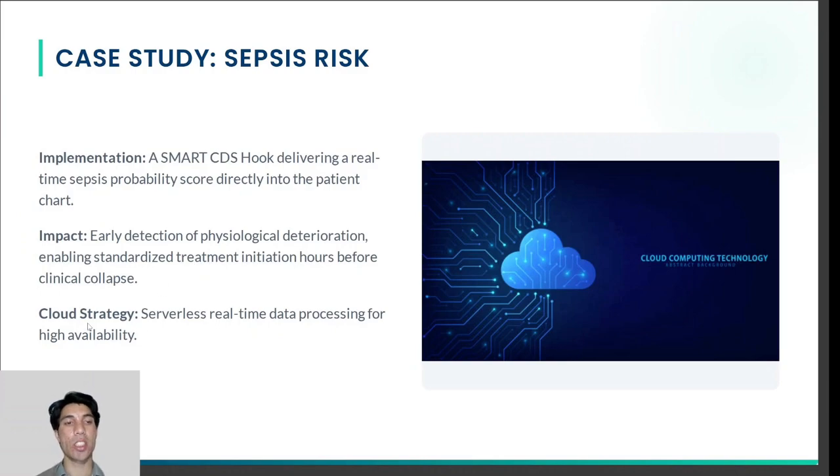And the cloud strategy for us could be that we can use serverless real-time data processing for high availability. So we can use AWS Lambda or some other AWS services, and we can host our probability scoring model on AWS or some other serverless real-time cloud platform.